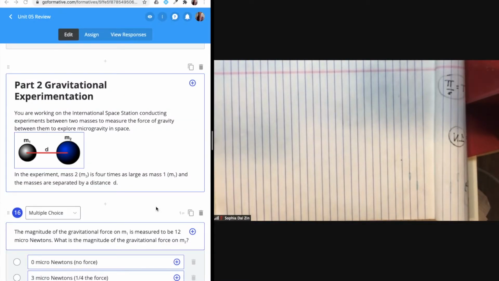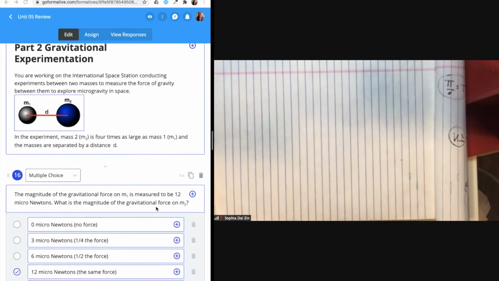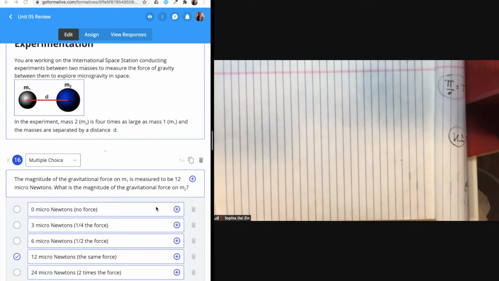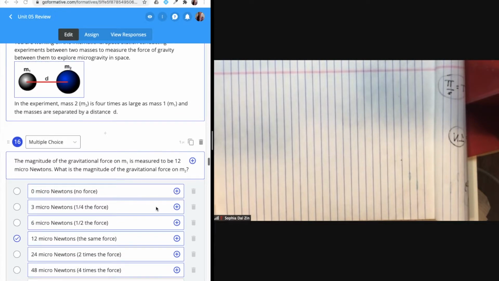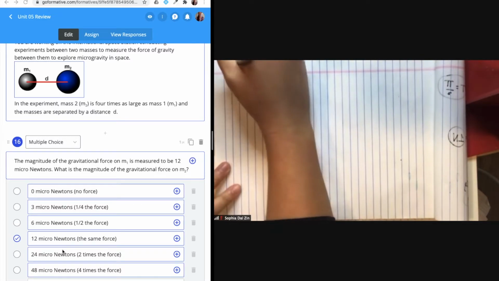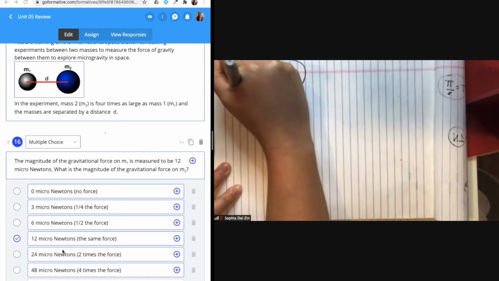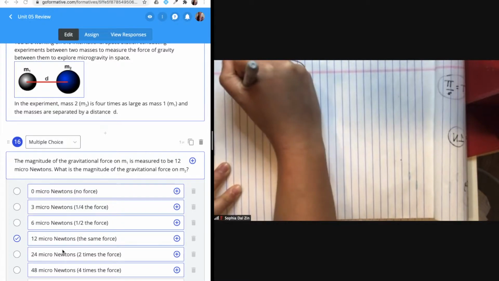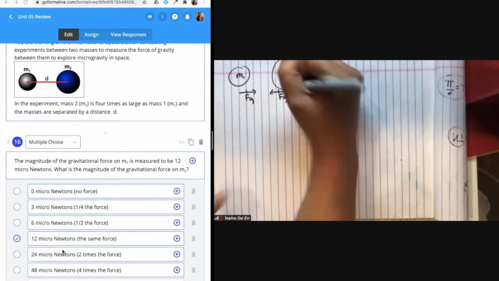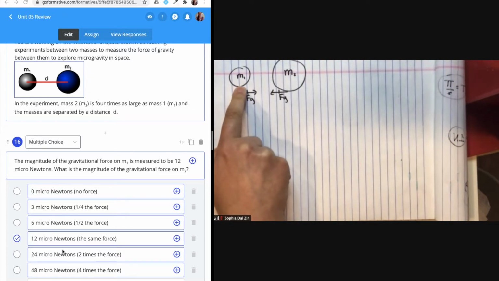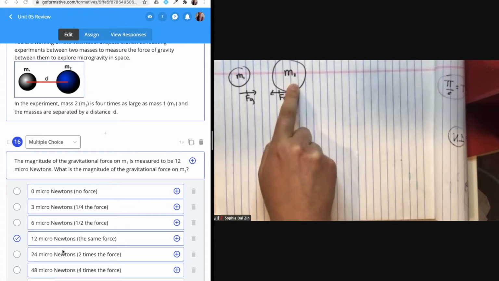Okay, so let's take a look at part 2. You're working on the International Space Station and you're conducting experiments to measure the force of gravity. You have two objects, M1 and M2. If the magnitude of the gravitational force on M1 is 12 micronewtons, it must also be 12 micronewtons for M2. This is a statement of Newton's third law. If you have M1 and M2, it doesn't matter that they have different masses, they must still experience equal and opposite forces. M1 and M2 experience the same force. So if this one experiences a force of 12, this one also experiences a force of 12.